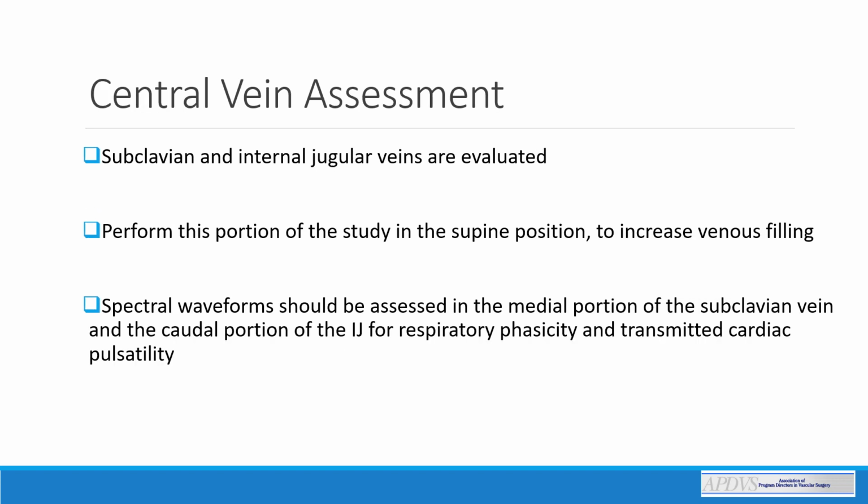Assessment of central veins is another important part of vessel mapping. The subclavian and internal jugular veins are evaluated for the presence of stenotic lesions, occlusions, or thrombus. It is easiest to perform this portion of the study in the supine position to increase venous filling. Spectral waveforms should be assessed in the medial portion of the subclavian vein and the caudal portion of the IJ for respiratory phasicity and transmitted cardiac pulsatility.